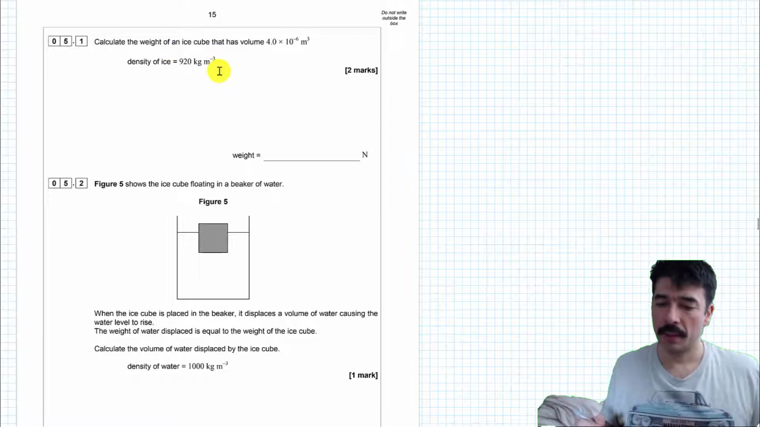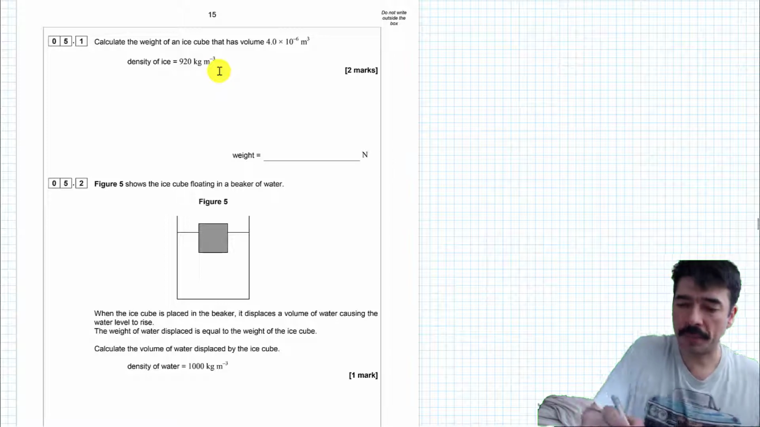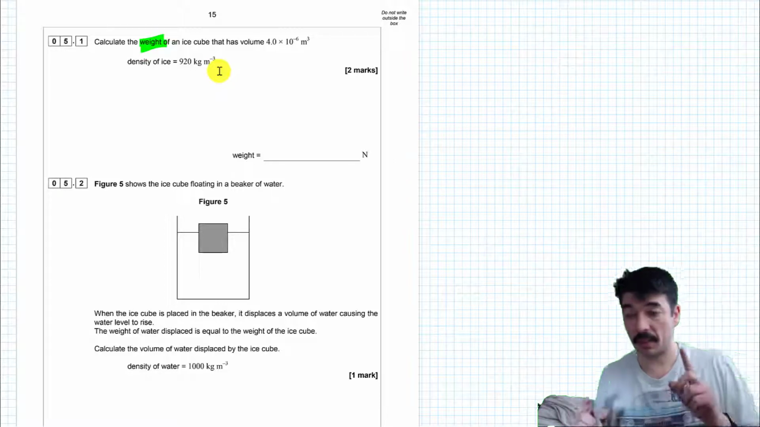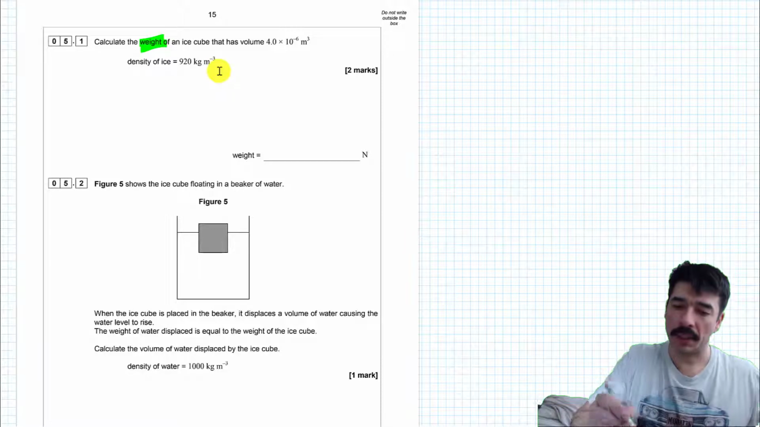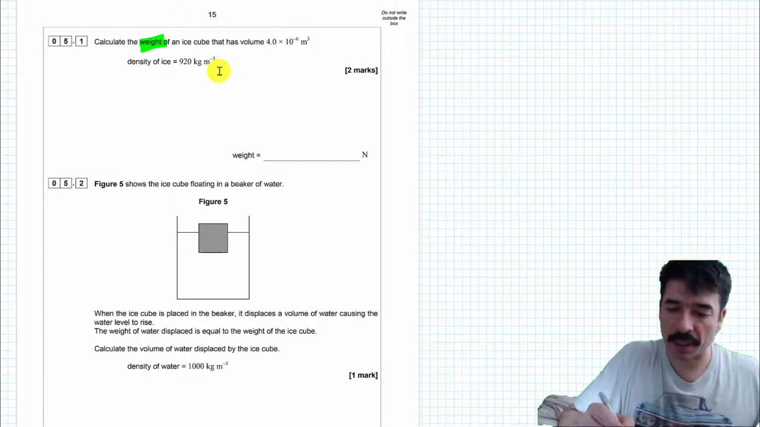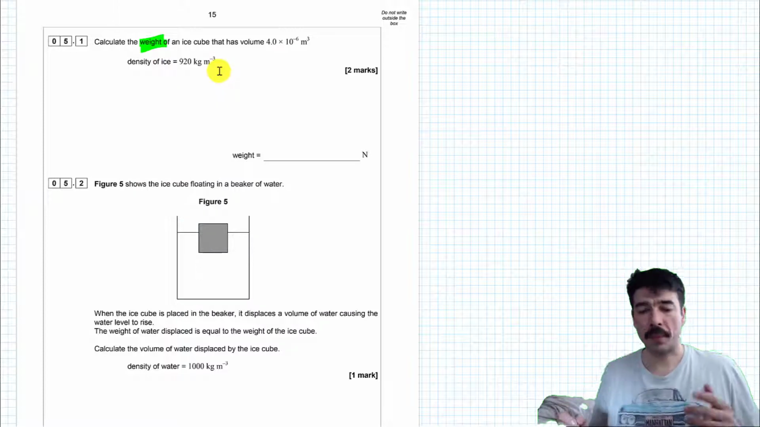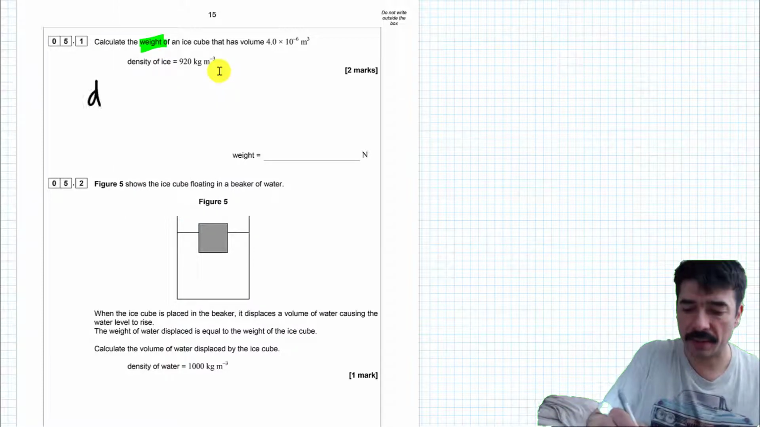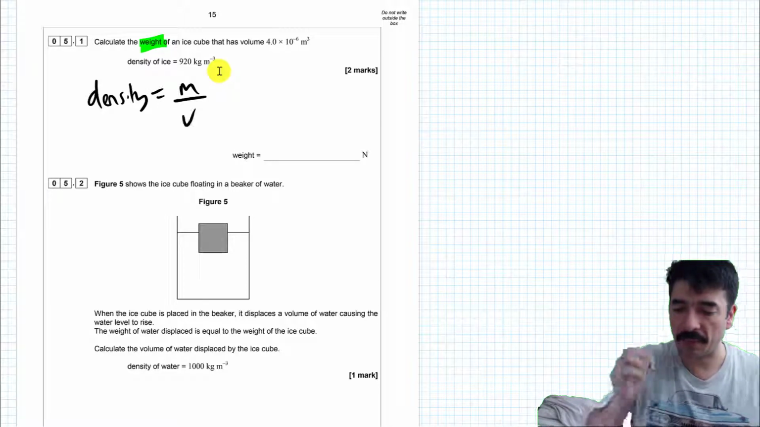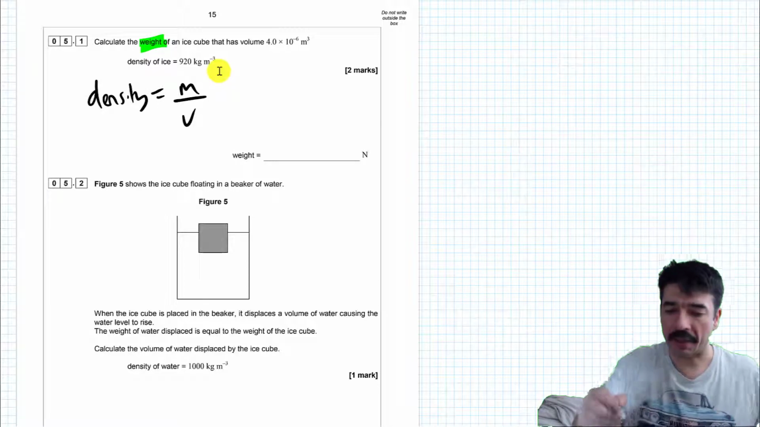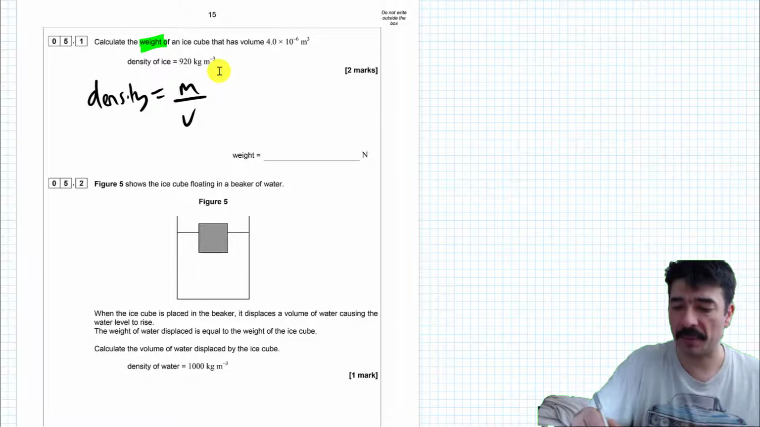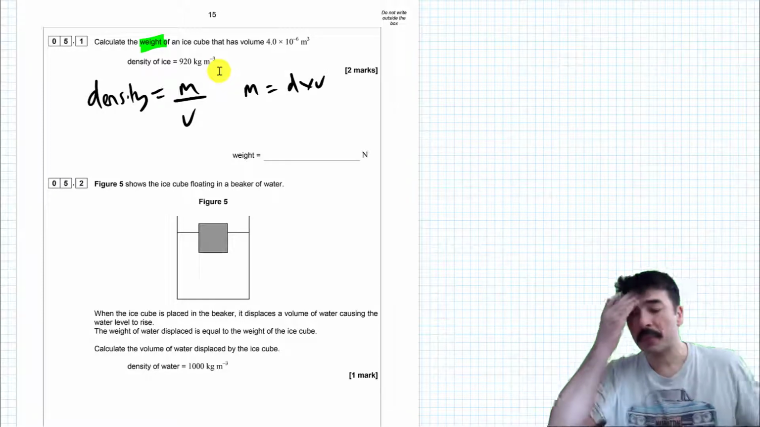Right. So, key things to spot. We're being told to get the weight. That's not the mass. So the first thing that springs to mind is let's write the formula for density. Density is equal to mass divided by volume. I'm going to have to get the mass, so mass is equal to density times volume.